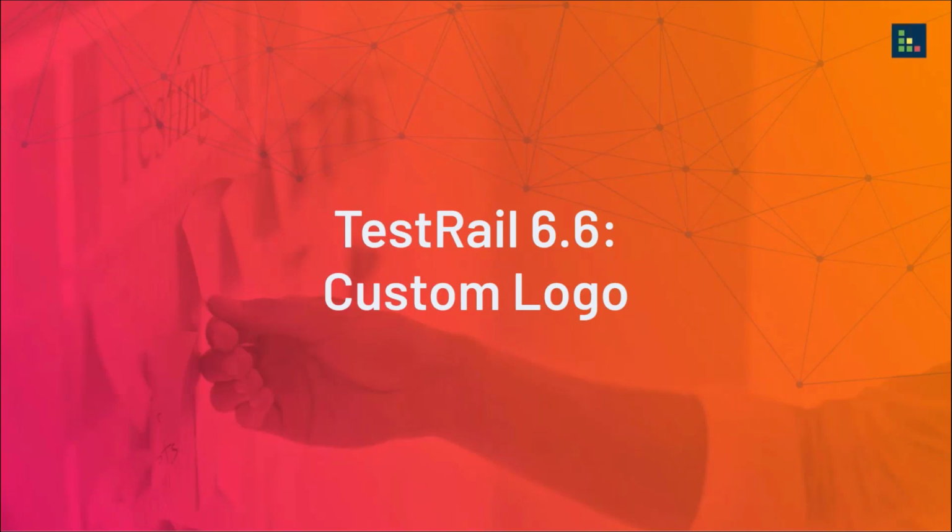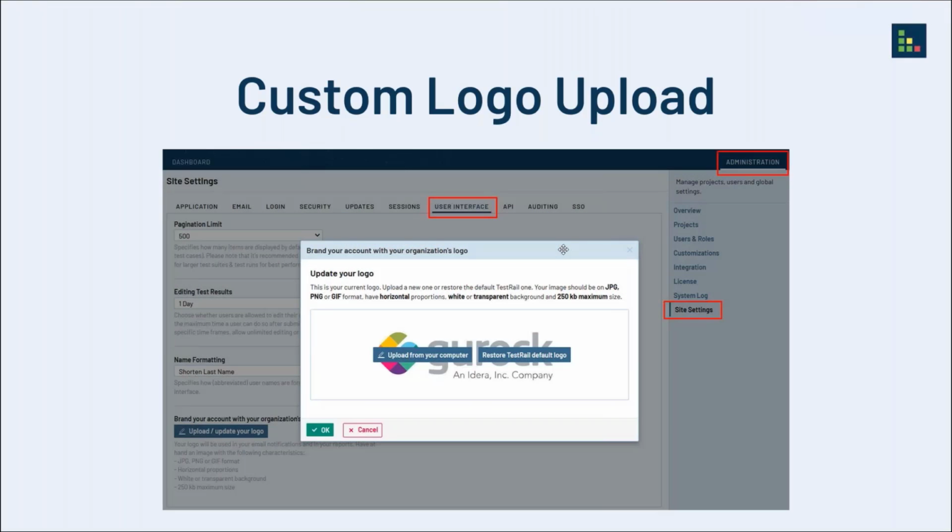Now, additionally, TestRail administrators have the option to upload a logo to TestRail. In the administration area under user interface, you can choose your own company logo and upload it right into this user interface. And this will be added to reports and emails sent by TestRail.